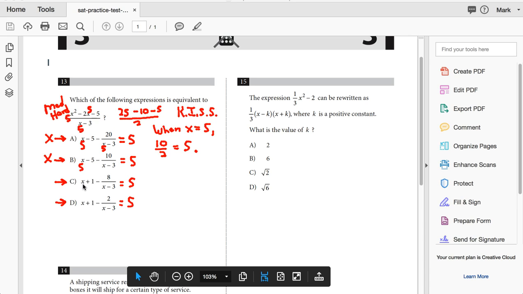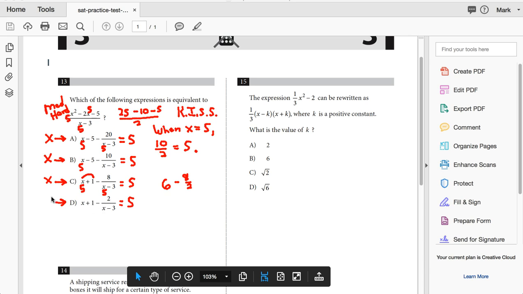Let's check out answer choice C. We put in 5 for x, 5 for x. We've got 6. Okay, so we're starting off with 6. 5 plus 1 right here. That's 6. And then minus 8 over 2. Simplifying, that would be 6 minus 4, which is 2. Is 2 equal to 5? No, it's not. Okay, we only have one more.